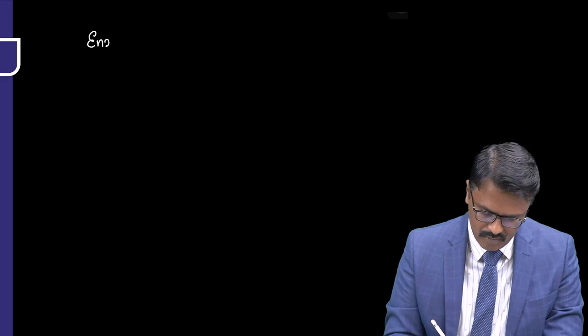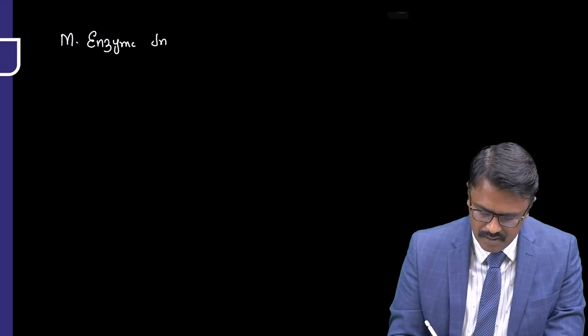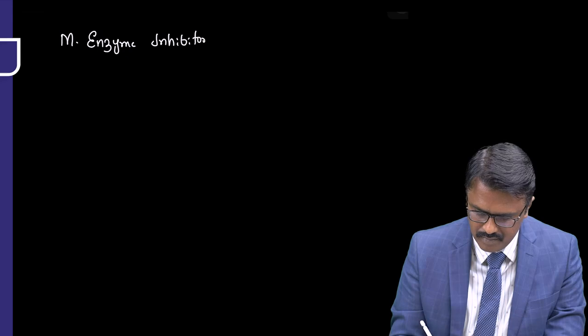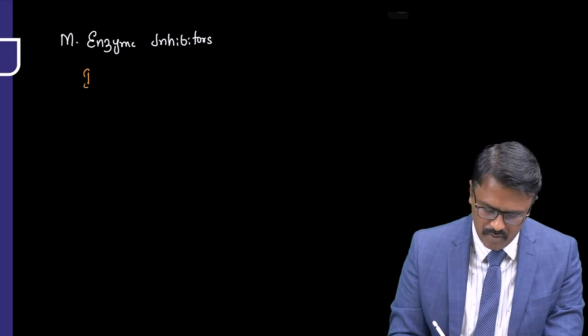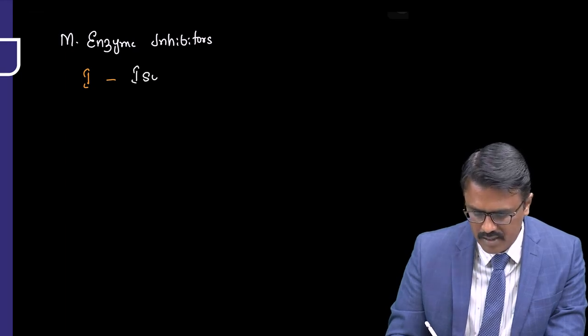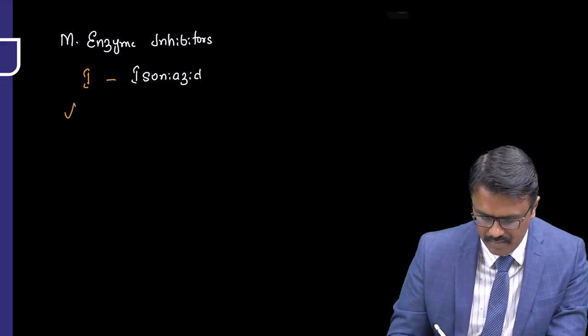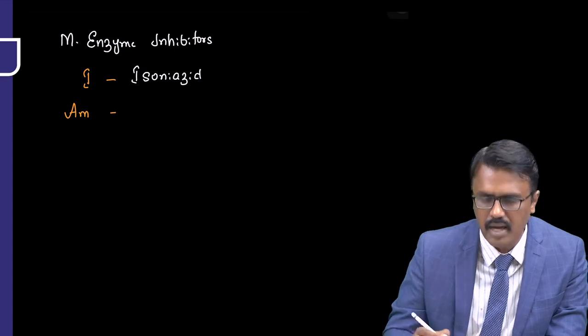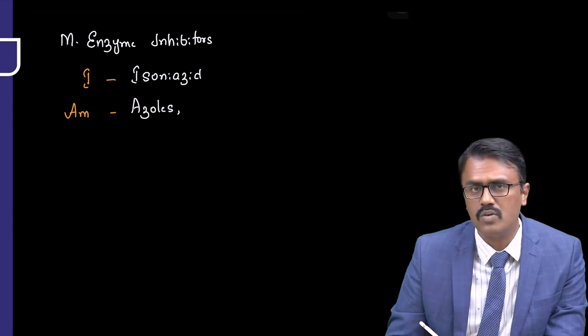So once we know the inducers, let us understand the inhibitors. What I am telling you is microsomal enzyme inhibitors. So what are the examples for that? Before I come to the mnemonic, first let me write the drugs only. I stands for isoniazid. It's an anti-TB drug. Then AM stands for azole group of antifungals like ketoconazole.